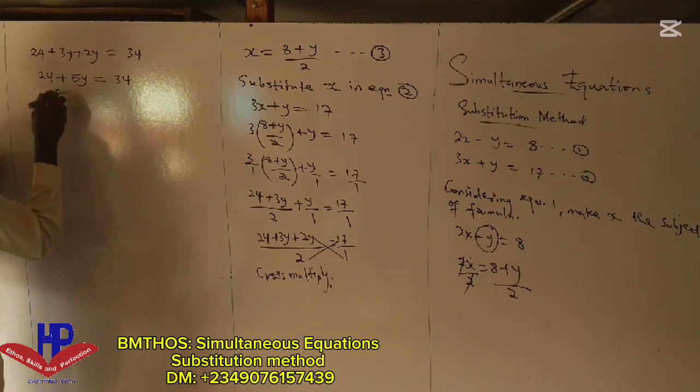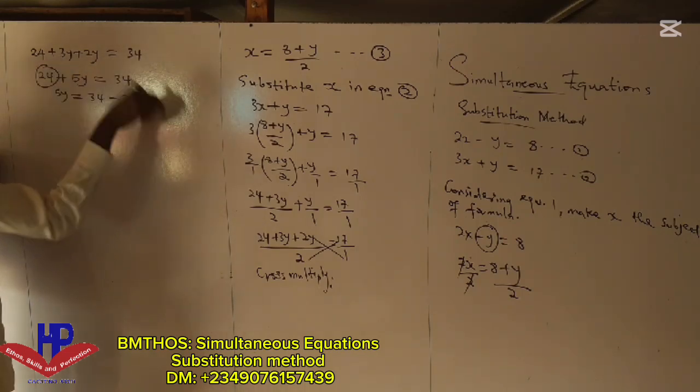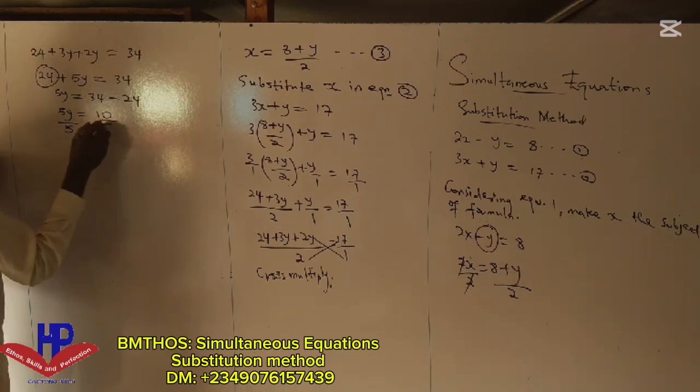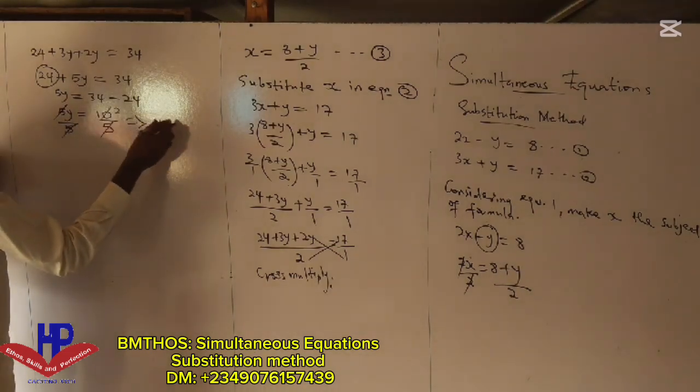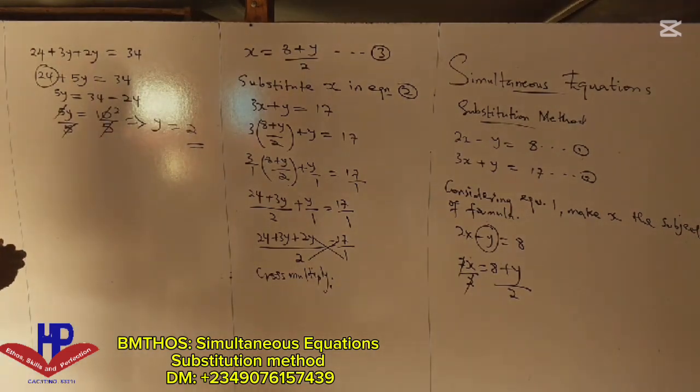And we have 5y is equal to 34 minus 24. 24 is leaving to the other side because it was minus 24. So we have 5y is equal to 10. Divide both sides by 5 to make y stand alone. We have 5 cancel 5, and 10 divided by 5 is 2. So we have y is equal to 2. Our y is 2. We're done with that aspect.